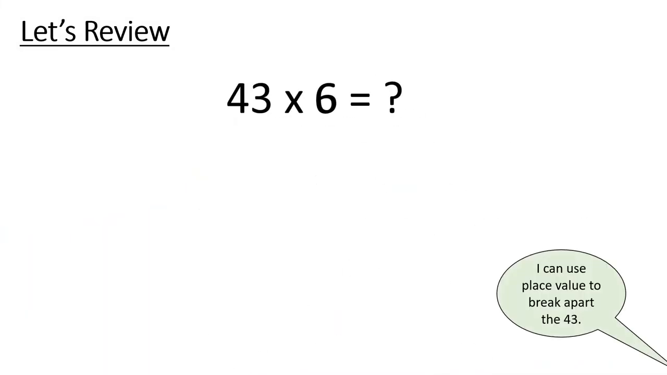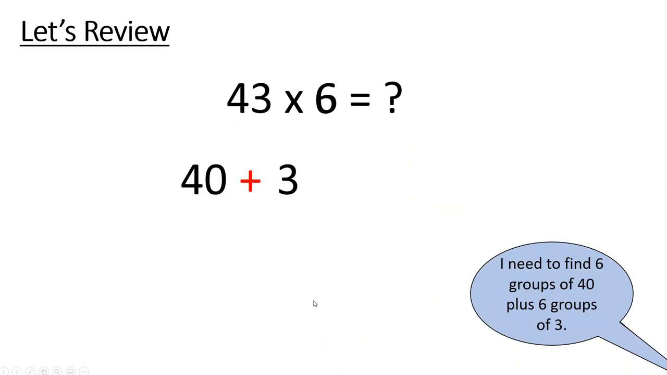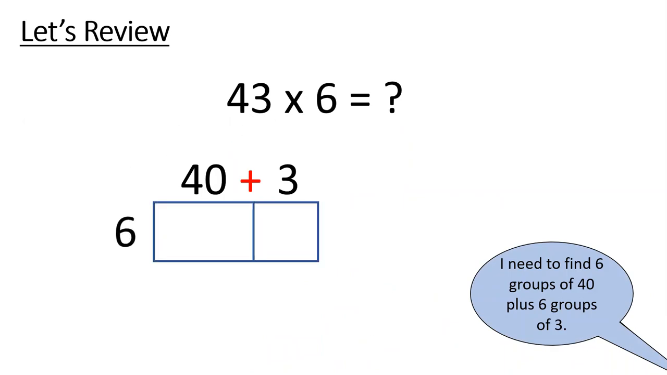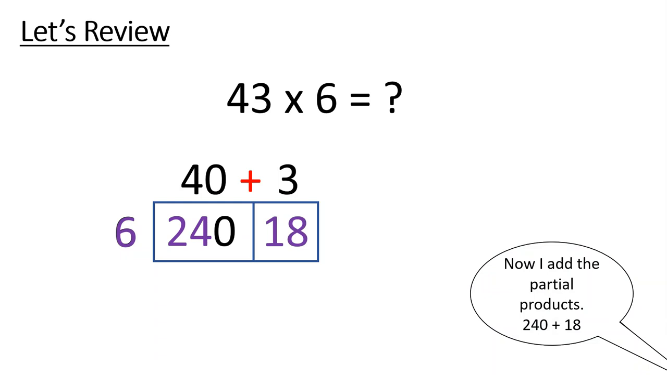And let's review how we can multiply using the area model and 2 digits times 1 digit. So we break apart the 43. We know we need 6 groups of 40 plus 6 groups of 3, and we add those 2 parts together. Then we use our pattern. 6 times 4 is 24, times 10 is 240, 6 times 3 is 18. Add those products together and we get 258. That was super easy. That's everything you know so far.